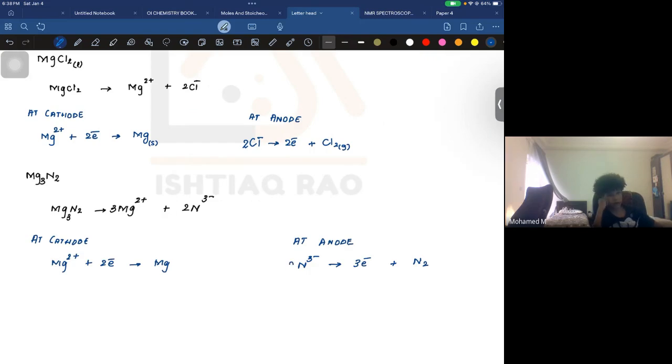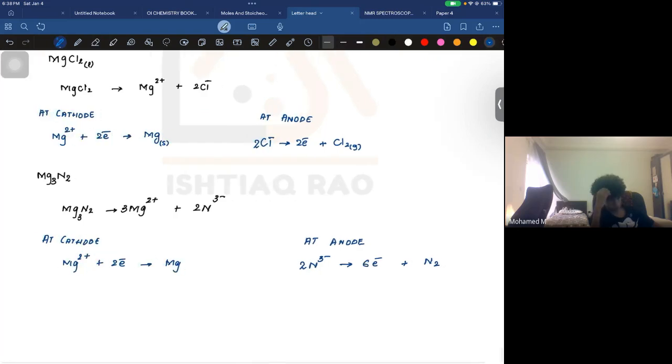Do I need to mention the state symbol? No, no. Obviously, it's a gas. And obviously, if one nitrogen is going to lose 3 electrons, then two nitrogen atoms would be losing 6 electrons. So I'm supposed to write 6 over there. So now this is a balanced equation. Okay.